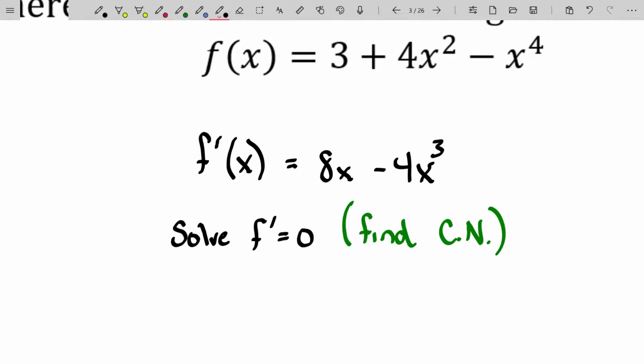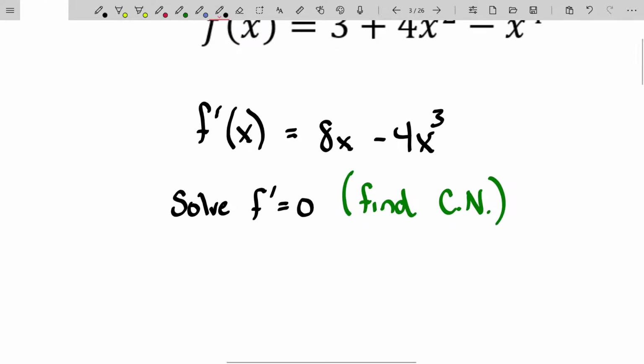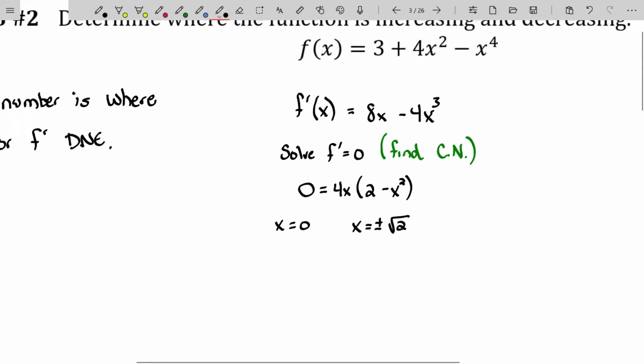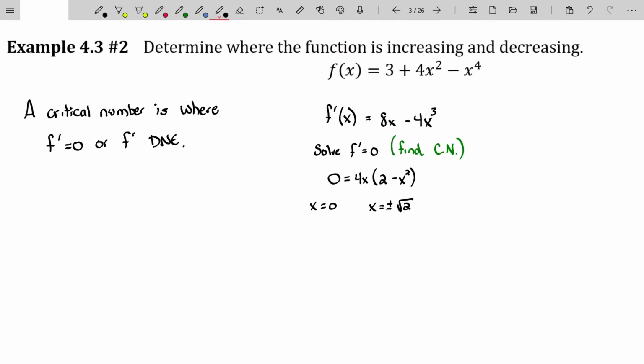All right, so let's go ahead and do this. 0 is equal to, I'm going to go ahead and just factor out a 4x out of those two terms, and I'll get a 2 minus x squared. And you can see that this equation becomes true at x equals 0 and at x equals plus or minus the square root of 2. You can double check my mathematics, but that is true. So we now know that we have critical numbers at 0 and at plus or minus root 2.